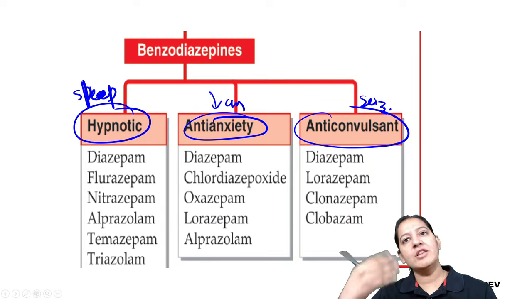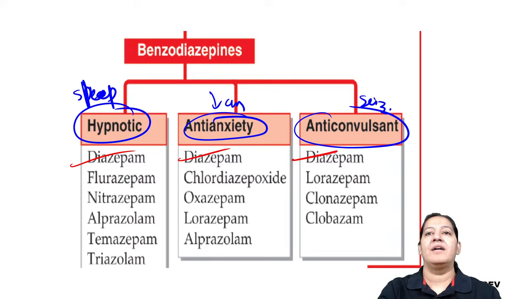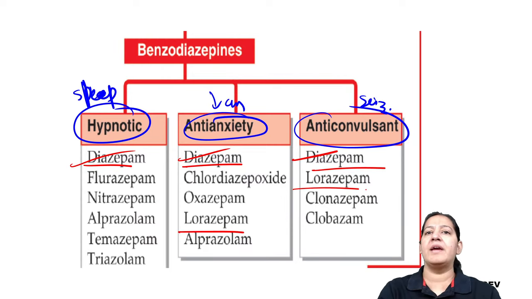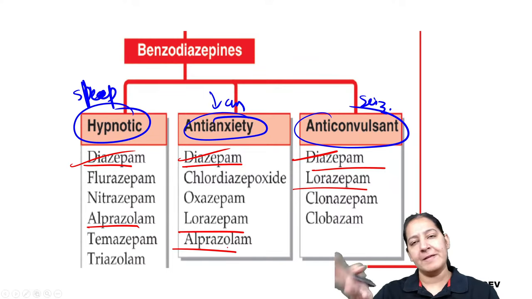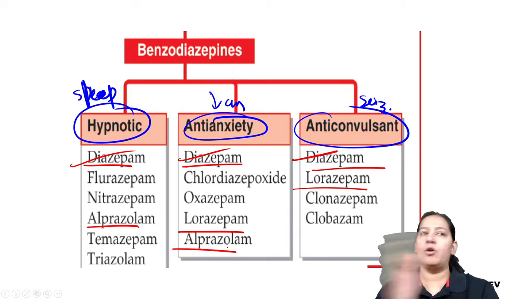So based on their different actions, now you can see one drug is common in all of them, diazepam. Diazepam is a hypnotic also, anti-anxiety also, anticonvulsant also. The other drugs are different. You can see the names. There is some overlap. Lorazepam is here also. The alprazolam is here also. So you can see there is some overlap. Some drugs are common here and there. But diazepam is a drug present in all three categories.